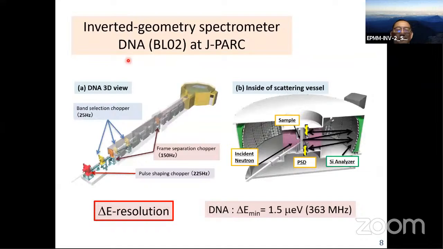Here is the inverted geometry spectrometer DNA at J-PARC. Because of this geometry, this spectrometer has very high resolution. That becomes 1.5 micro-electron volts. This energy corresponds to 363 kilohertz in ultrasound frequency.